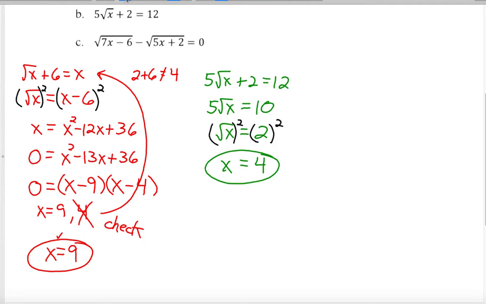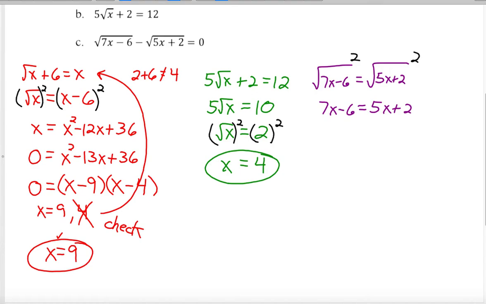So let's move the square root of 5x plus 2 over to the other side. So I have the square root of 7x minus 6 equals the square root of 5x plus 2. Now I can square both sides. That'll get rid of the square root. So I have 7x minus 6 equals 5x plus 2.